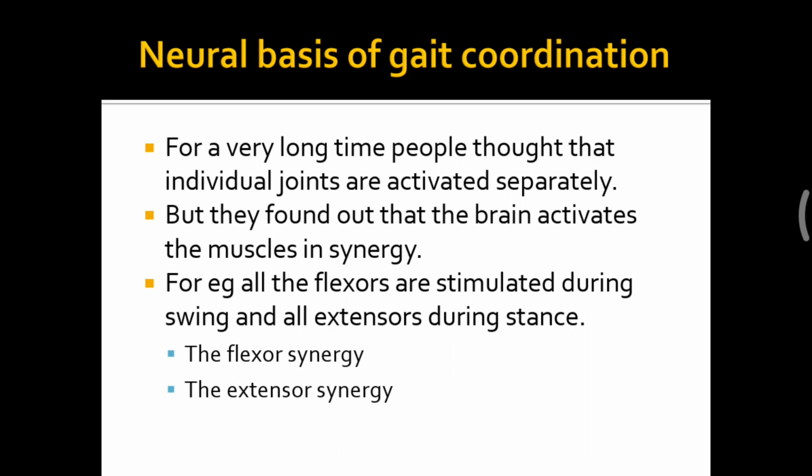For a very, very long time, people were thinking that individual joints are activated separately by the brain. That means if you want to take a leg and keep forward, the dorsiflexors are stimulated separately, your hip flexors are stimulated separately, your knee flexors are separately stimulated. But very early on, people found that the brain activates the muscles in synergy. For example, all the flexors are stimulated during swing, and all the extensors are stimulated during stance. So these are called the flexor and extensor synergy of the lower limbs.